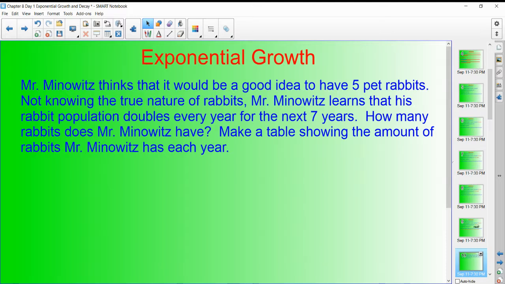So let's make a table. So if I start with 5 rabbits, how many rabbits do I have every year? And then how many rabbits do I have at the end of 7 years? So if you want to pause the video and make this table, great. If not, I will continue on momentarily and we'll see what this table looks like.